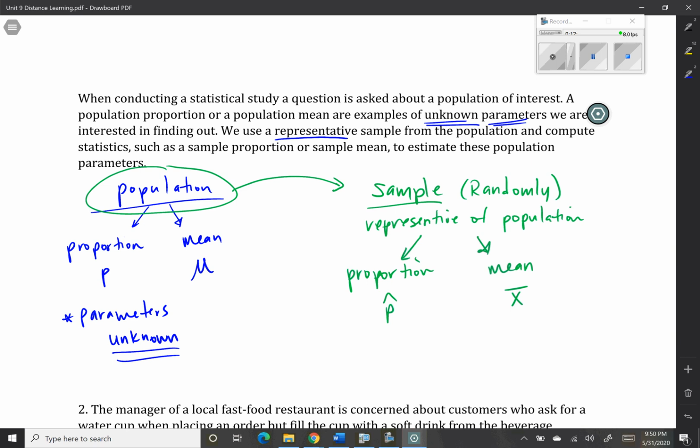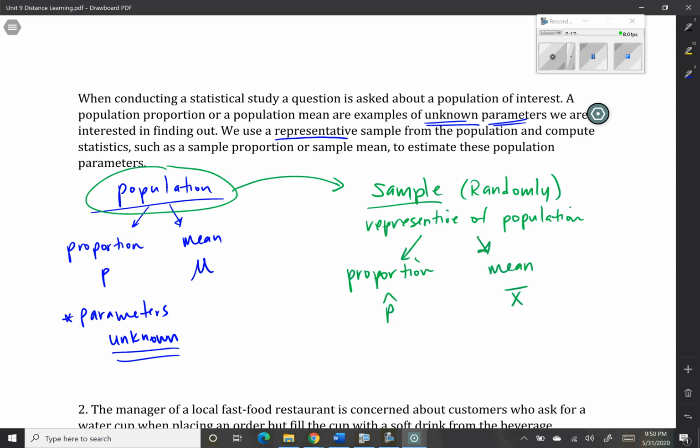Now, once I know a sample, say I have students in Cornwall High School, I want to know what percent of them like going to the football game. I can randomly select 30 students from Cornwall High School, and I find out that 20 of them like going to the football games on Friday nights. That means 67% of my students in Cornwall High School, according to that sample, like going to the football game.